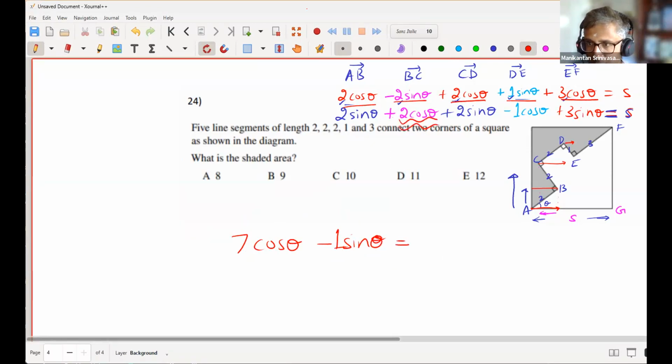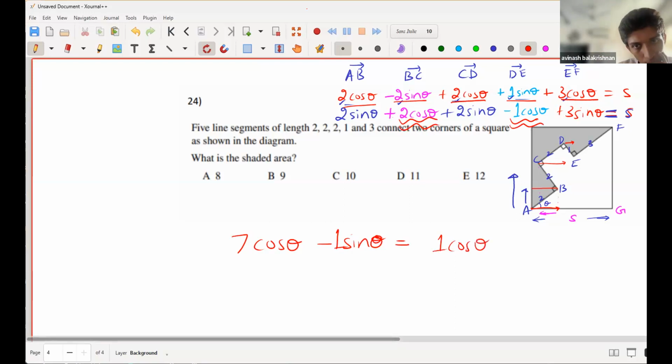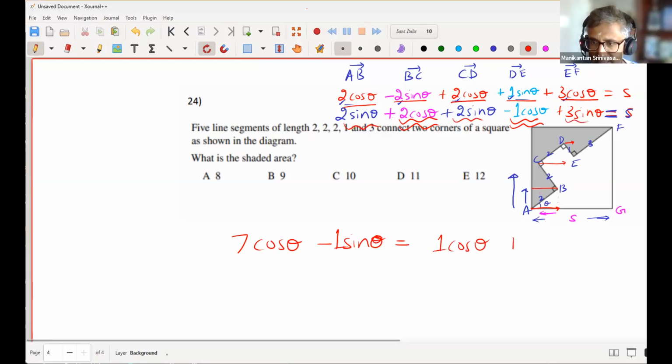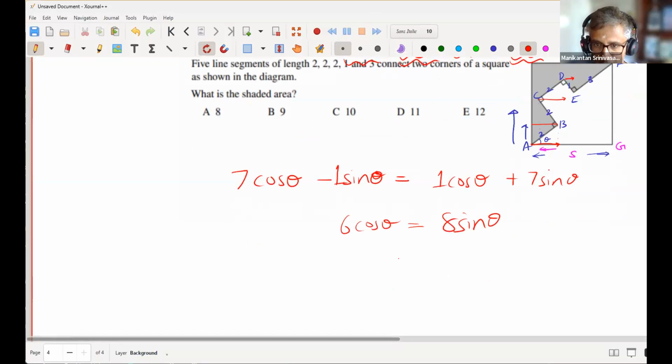2 cos theta. No, both won't be same. This is 2 cos theta minus 1 cos theta, which is 1 cos theta. Oh, that's plus 1. Yeah. Okay. And this is 2 plus 2, 4, plus 1 sin theta, which is 7 sin theta on the other side. So I have 8 sin theta equal to 6 cos theta. And that makes sense, right? That means tan theta is 3 by 4, right?